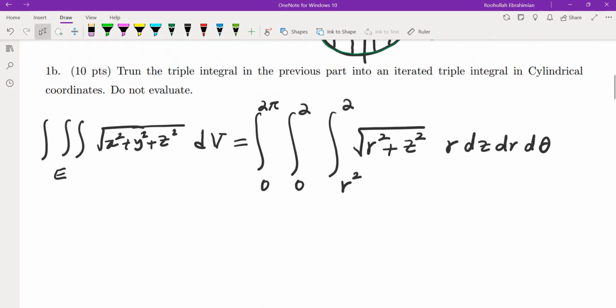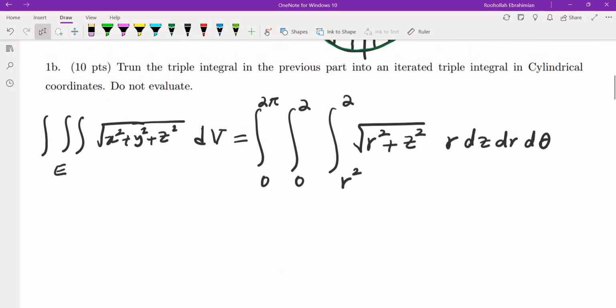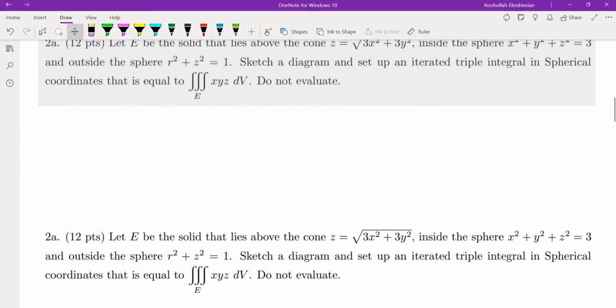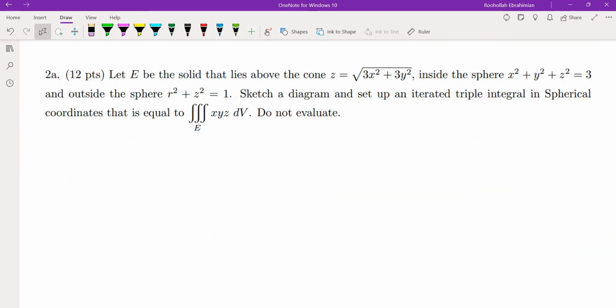So that would be our answer. And they also specified do not evaluate, so we just leave it like that. Next problem. Let E be the solid that lies above this cone.